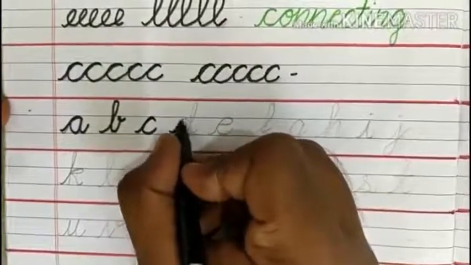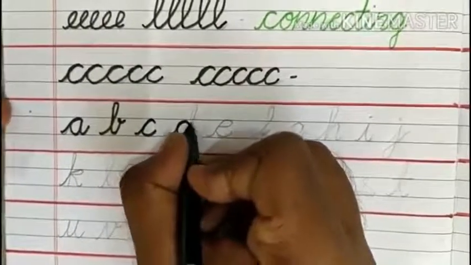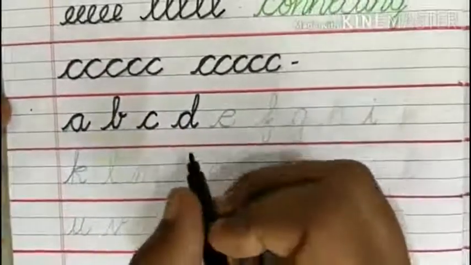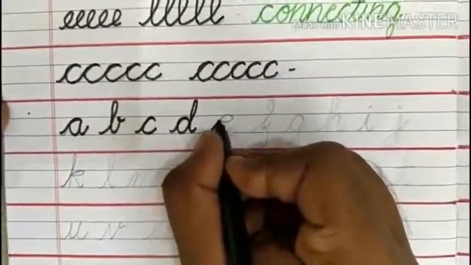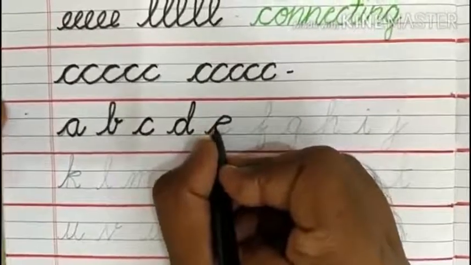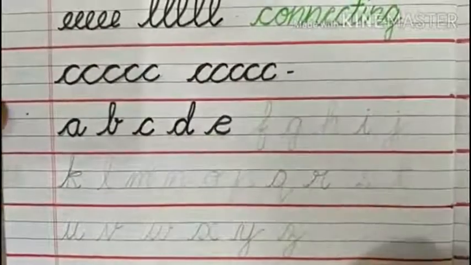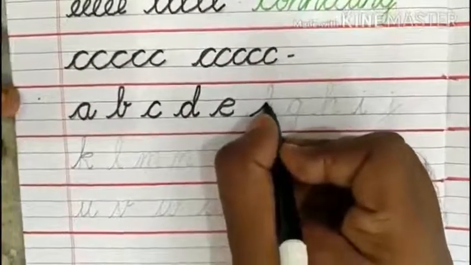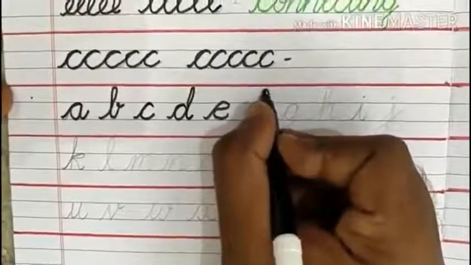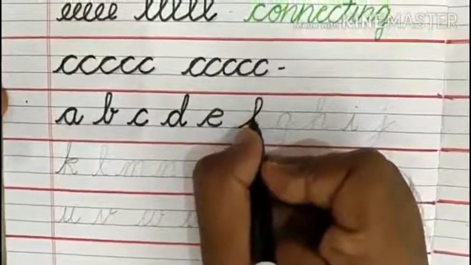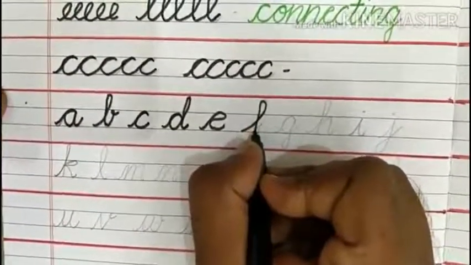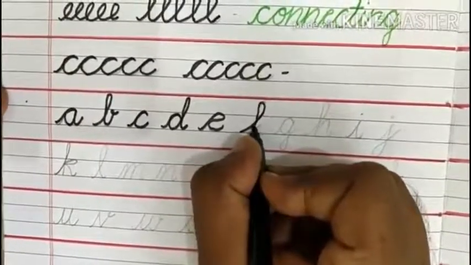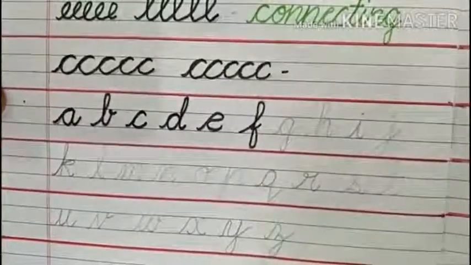D, similar to A, undo a loop and come back again and give a small tail. E, like this, children, go like this, again like this. F, from the baseline, start, go to the midline, get back with a loop, with the straight line down to the baseline, come again with another loop and leave a tail like this.